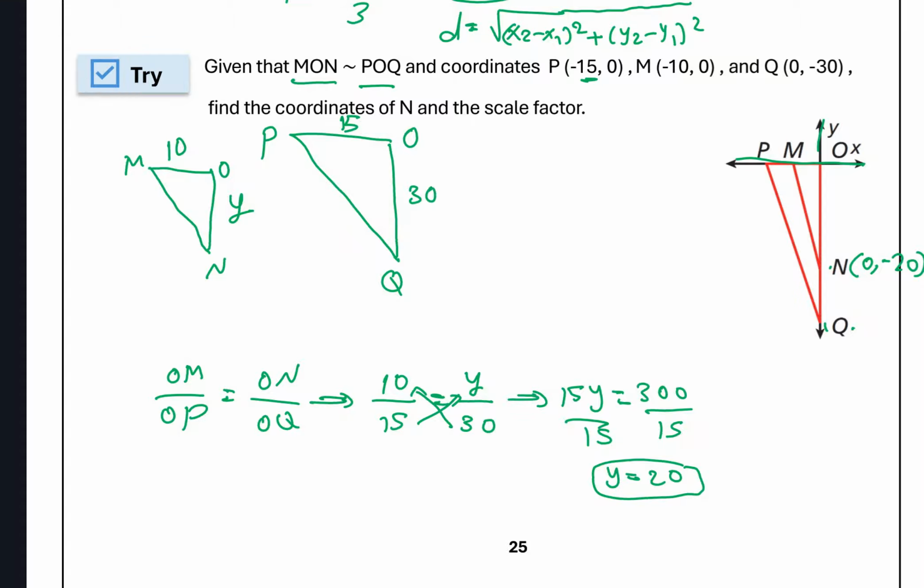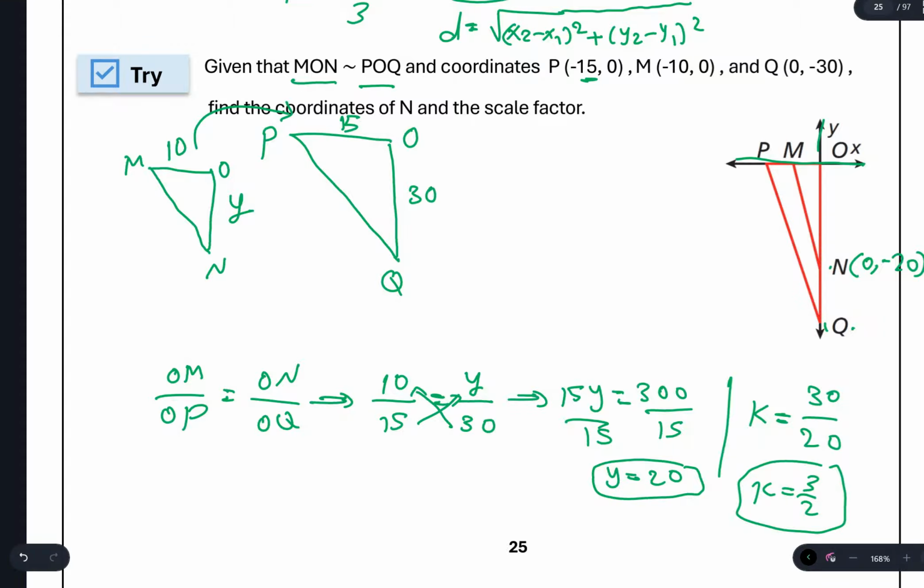About scale factor K, K equals how much? K equals the big part 30 over 20, or 15 over 10. We can say 30 over 20. 15 over 10 also you get the same answer. So K equals 3 over 2. This is the scale factor used to enlarge these two triangles from OMN to OPQ.